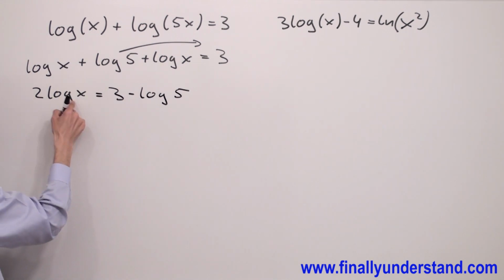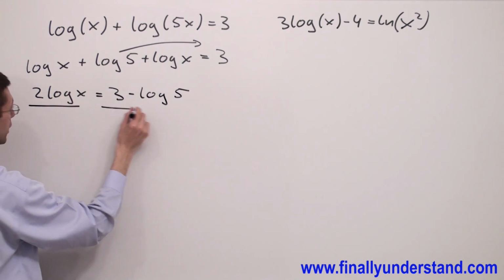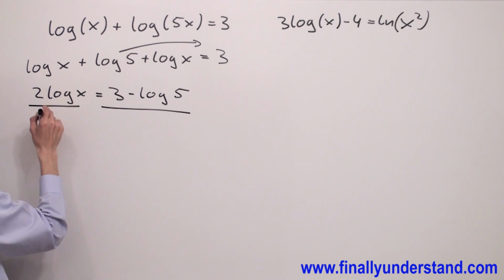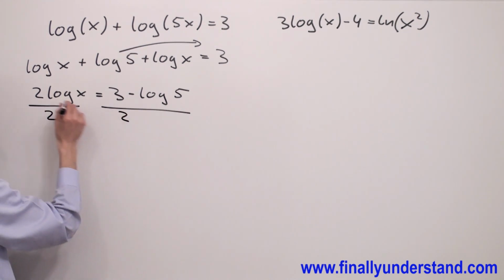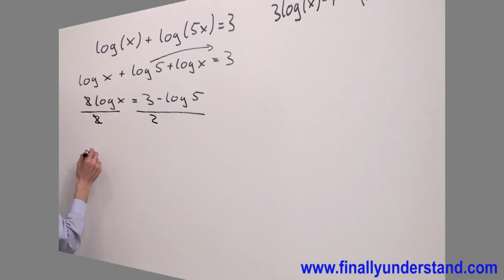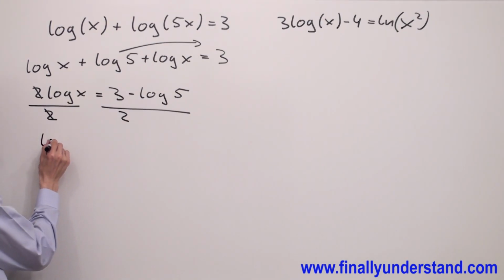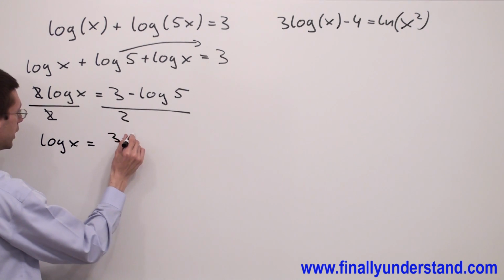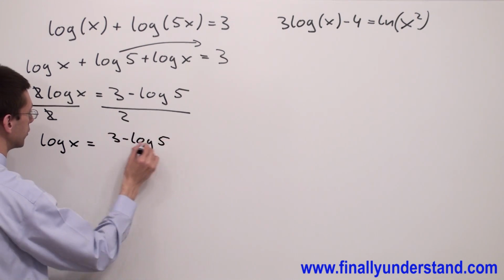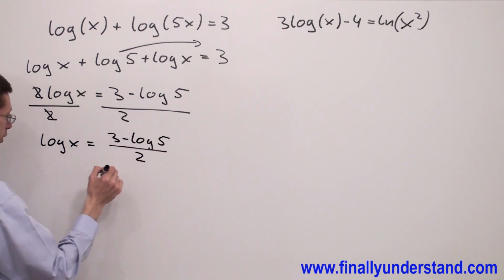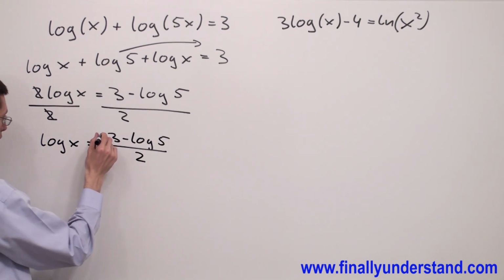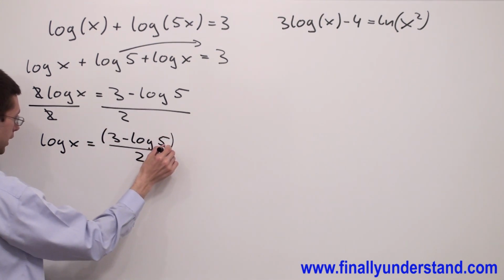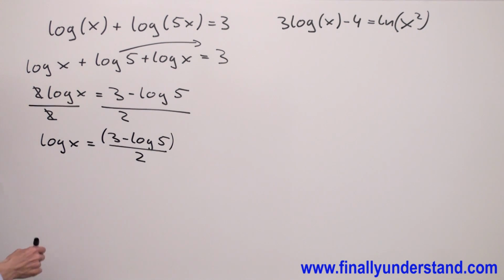In order to find log of x, I have to divide both sides of the equation by the coefficient of this log. I have to divide by 2. 2 and 2 cancel out. This is going to be log of x equals 3 minus log of 5, divided by 2. Keep in mind that if you want to use the calculator, you're supposed to always add the parentheses in order to get the correct answer from the calculator.